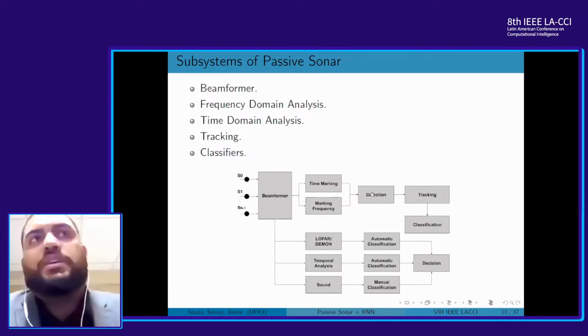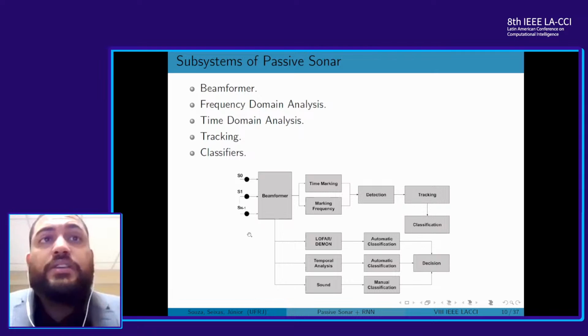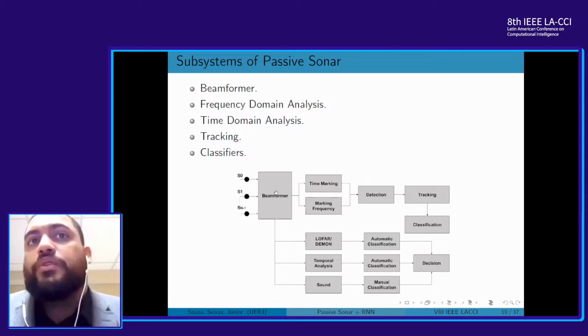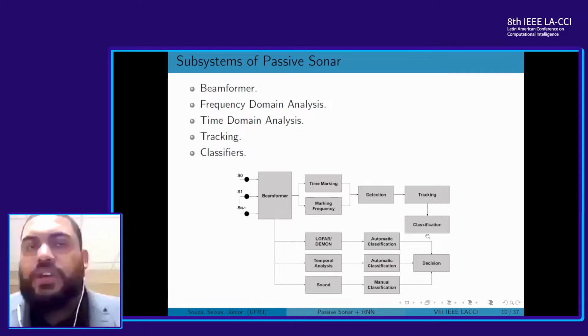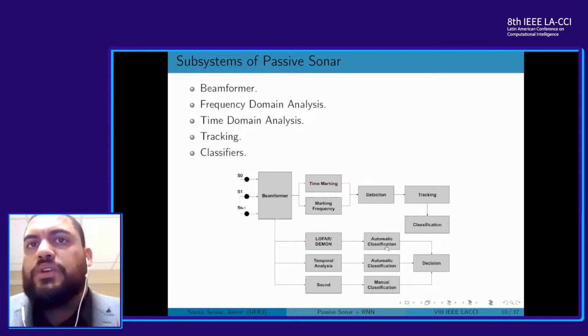So what does the passive sonar system do to analyze the signal? First of all, we have these hydrophones, or sensors, and their signals are applied to a beamformer. This beamformer gives signals for time marking and frequency marking, and after that we have detection, tracking, and classification. In parallel to this main processing chain, we also have the LOFAR and DEMON analysis that gives signals for the automatic classification process.